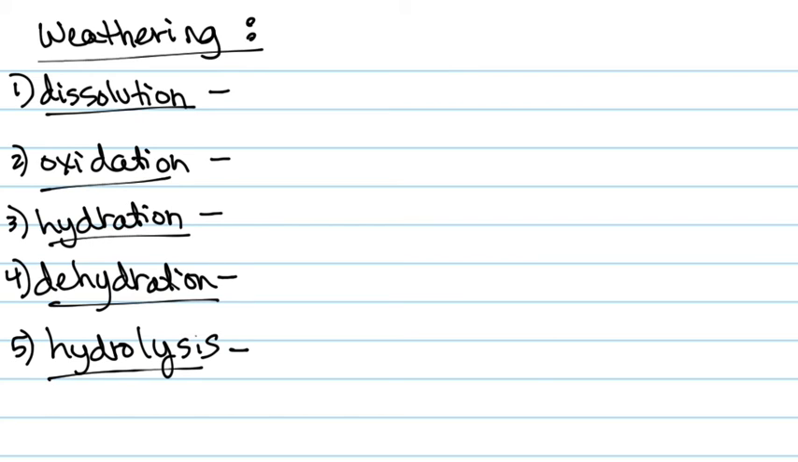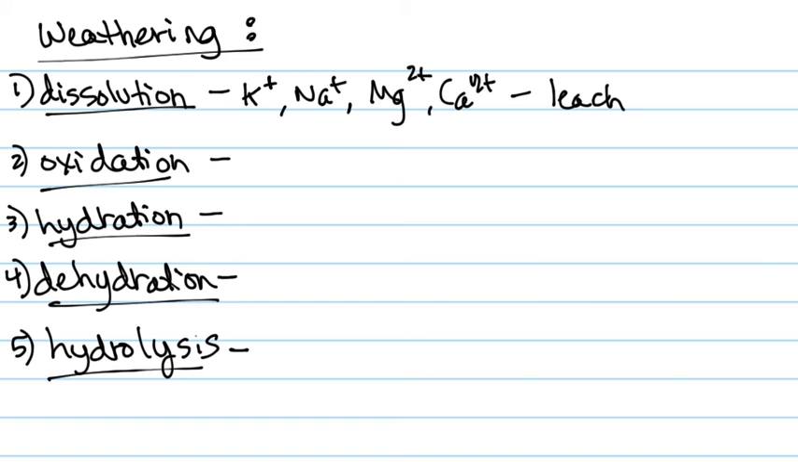I will verbally give you what each of these types of weathering do. Please make sure you write them down. I am not going to write them out though. For dissolution, we do have multiple ions that are typically involved. Each of these can leach out of rocks whenever water is around. Your oxidation forms iron oxides.